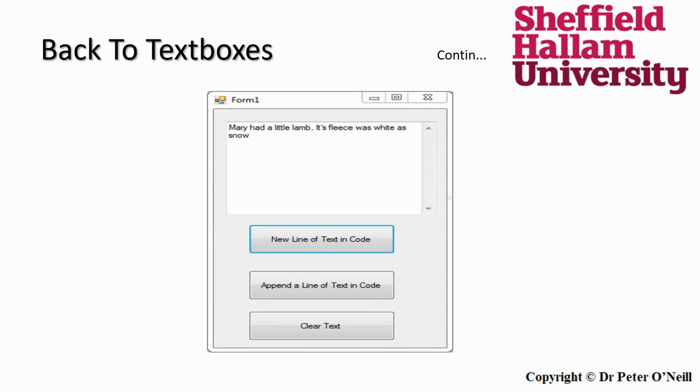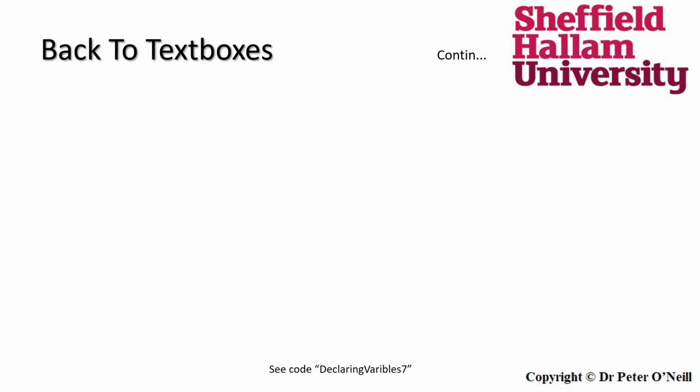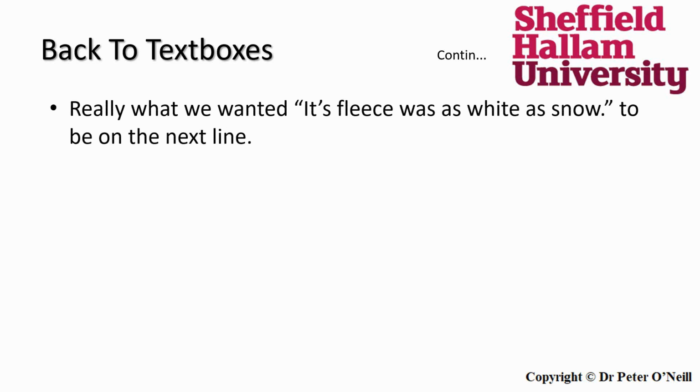Now, in design time, we press enter for that. Obviously, we can't do that when we're coding it. So there must be a way to get around that, and I'm going to show you that in a moment. But you can see that code in declaring variables number 7, along with the interface. So have a look at that.